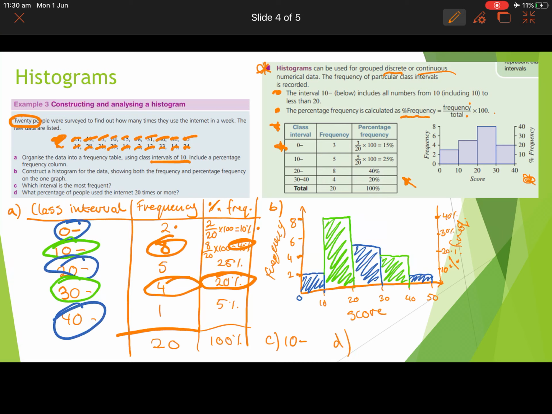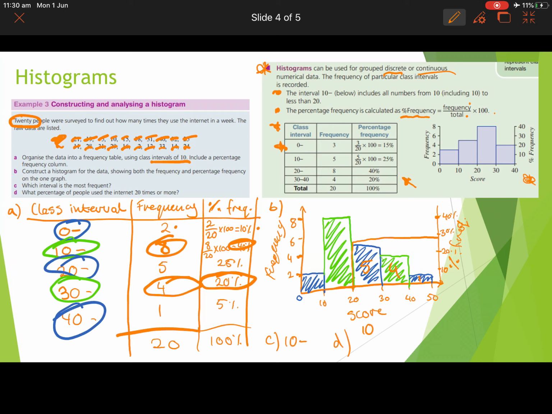D says what percentage of people use the internet 20 times or more? This one can be a bit tricky. So 20 times or more. So we're looking here from 20 or more. So we go all the way up. So we need to add these ones. So here, from the 20 to 30, we've got the 5, this one's 4, and that one's 1. So we add them all up. So 5 plus 4 is 9, plus 1 is 10.